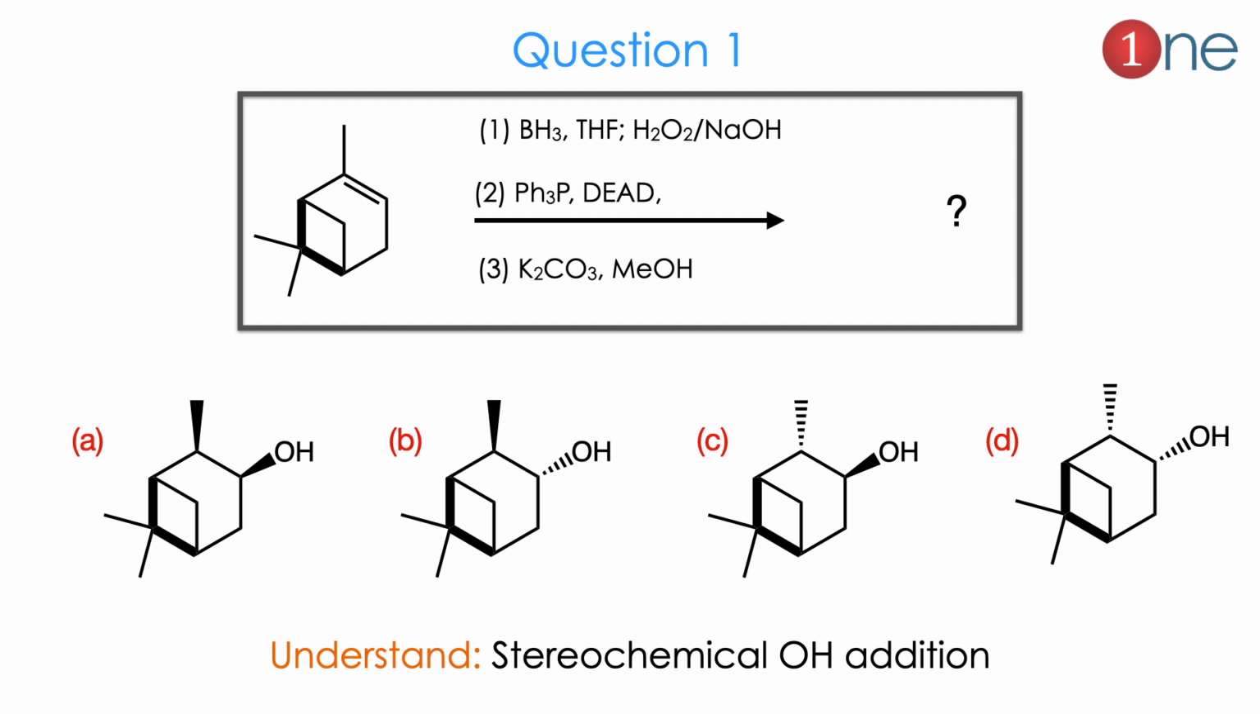Let us see question number 1. Question number 1 is a cyclohexane in a bicyclic system with one rigid carbon. Here an alkene is there. The reagents are borane-THF, then hydrogen peroxide and base, then DEAD reagent and potassium carbonate and methanol. Four products are given. The OH and methyl positions are varied. So you have to understand that stereochemical addition of OH has occurred, and you have to find where the OH is formed.